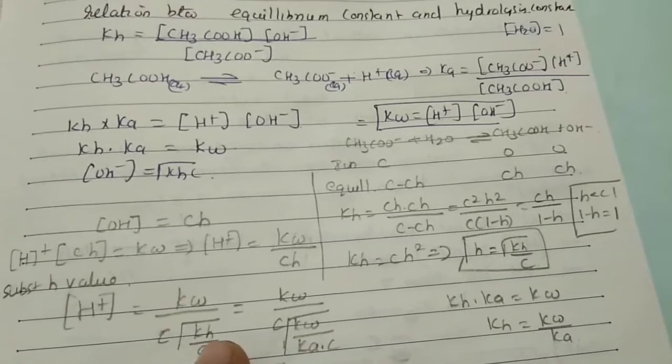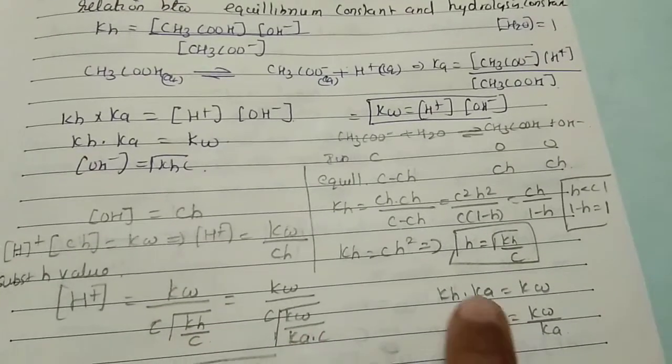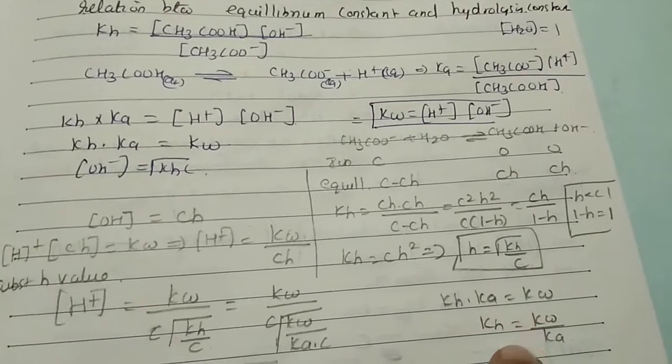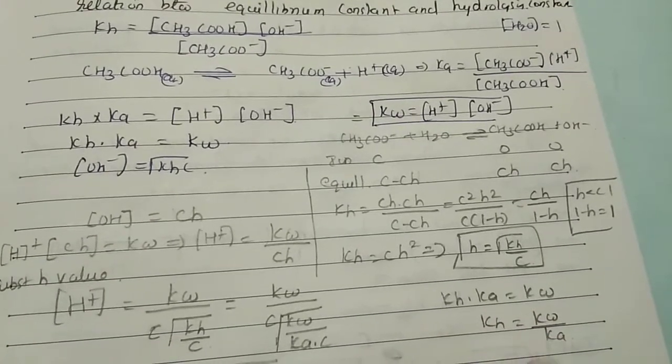Here we are putting the KH value. How do we get that? KH into Ka equals Kw, so KH equals Kw by Ka.